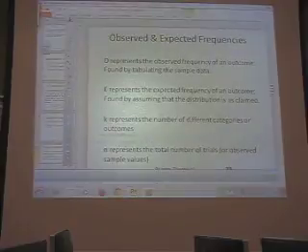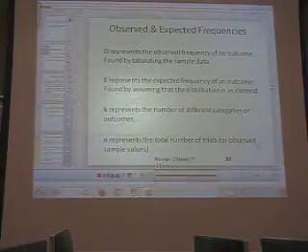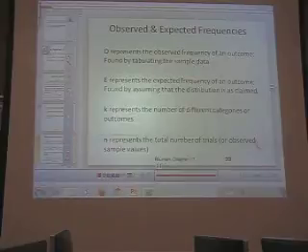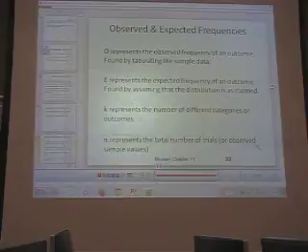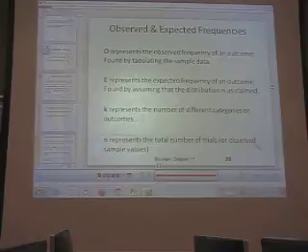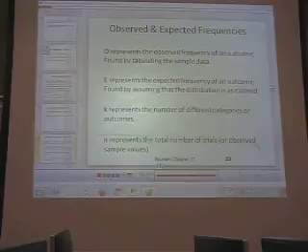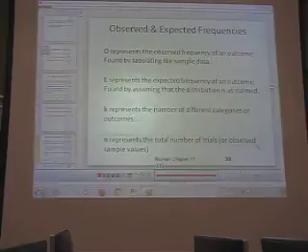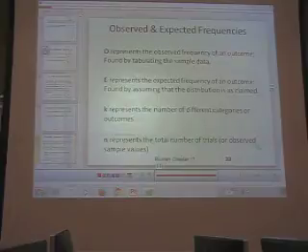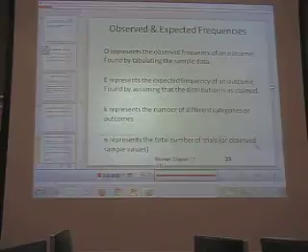Here's some notation. Dana, go ahead and read. Observed and expected frequencies. O represents the observed frequency of an outcome found by tabulating the sample data. E represents the expected frequency of an outcome found by assuming that the distribution is as claimed. K represents the number of different categories or outcomes. And N represents the total number of trials or observed sample values. Right, so K is our number of categories. So if we have 5 different eye colors, then our number of categories would be 5. And N represents the total number of people you asked.